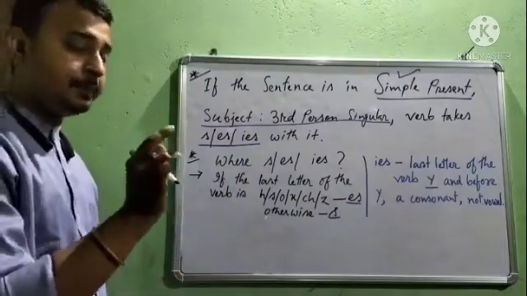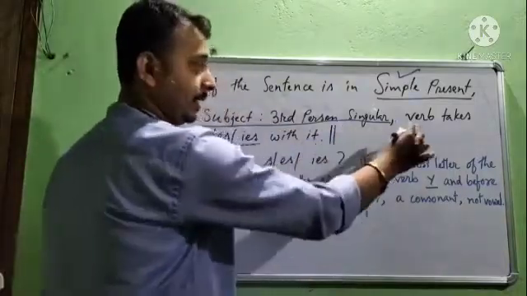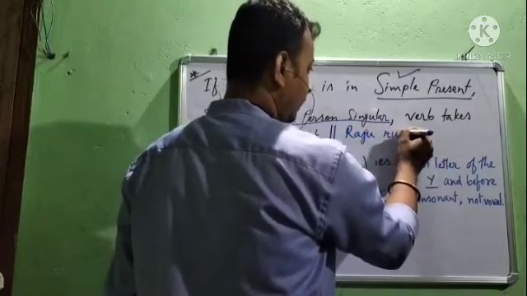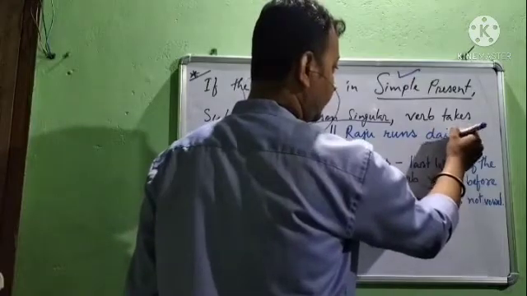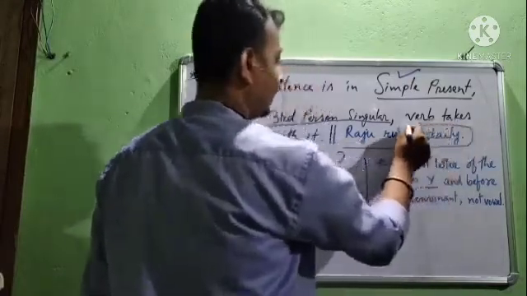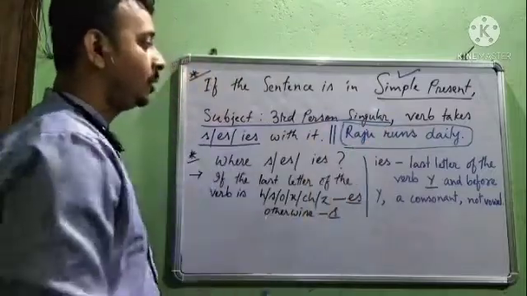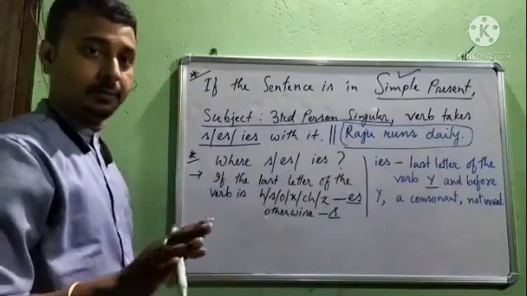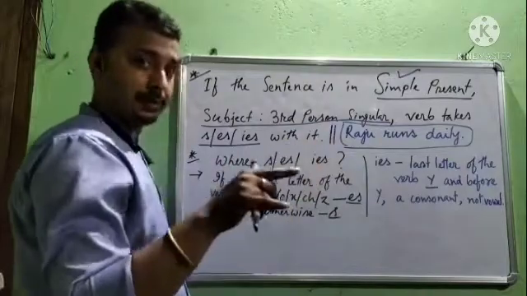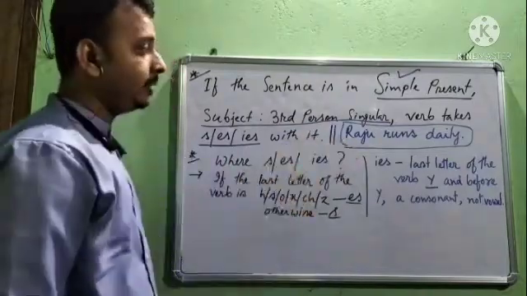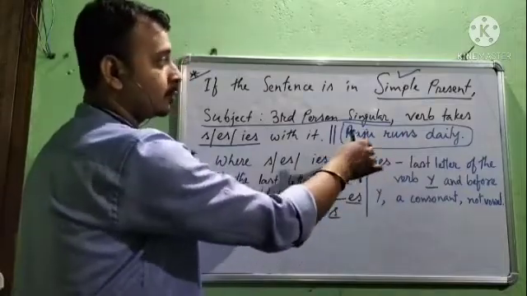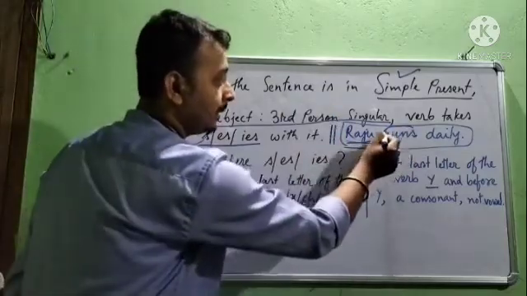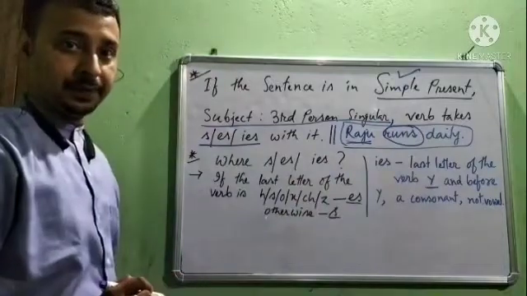Okay. One example I want to show you here. Raju runs daily. See this example. What is the subject here? Raju. Raju is a third person singular number, as I taught you how to find out third person singular number. If you check in that system, you will find that Raju is a third person singular number, and it is in simple present tense. So if the sentence is simple present and the subject is third person singular, then the verb will take s or es with it. Is it clear?